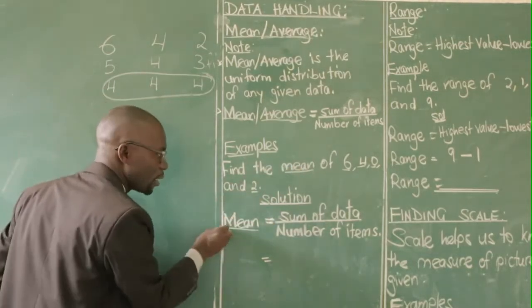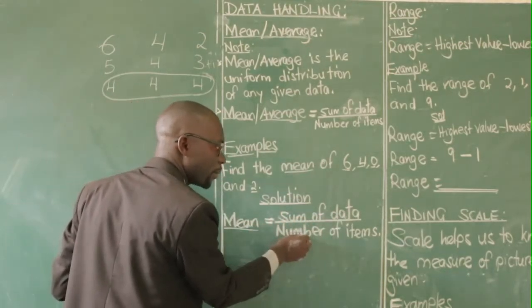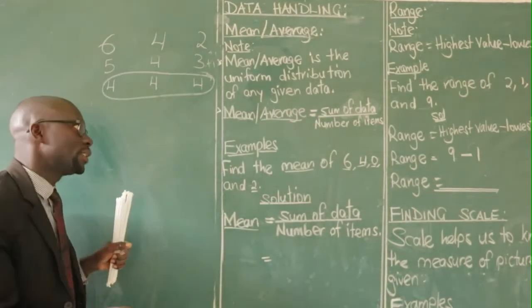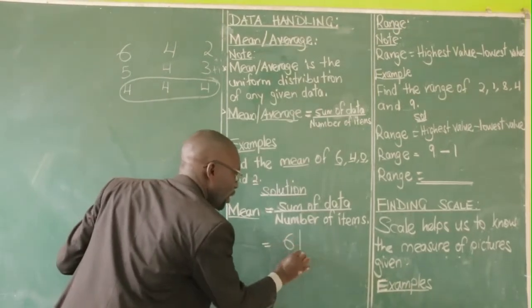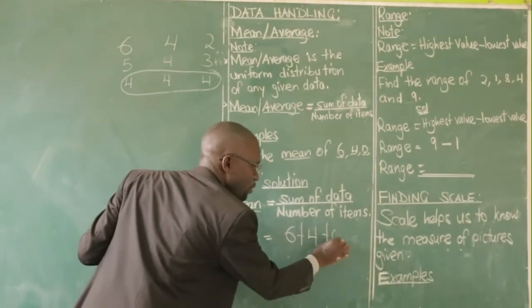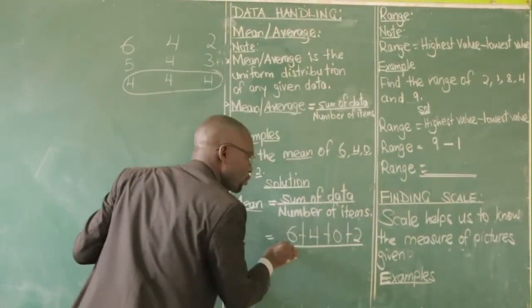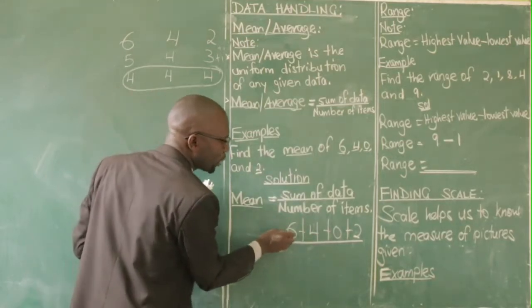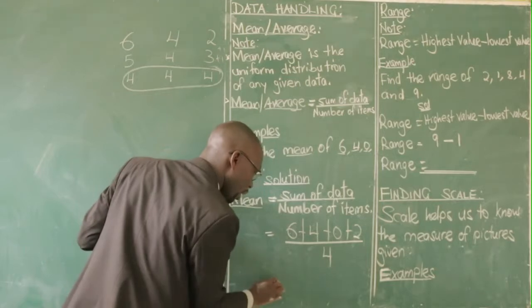We said mean. The formula is sum of data out of number of items. Sum means the answer you get after adding. So we shall come here and say we have 6 plus 4 plus 0 plus the 2. Don't forget there is a 2 there. Out of how many items are we adding? We are adding 1, 2, 3, 4. We are adding 4 items.